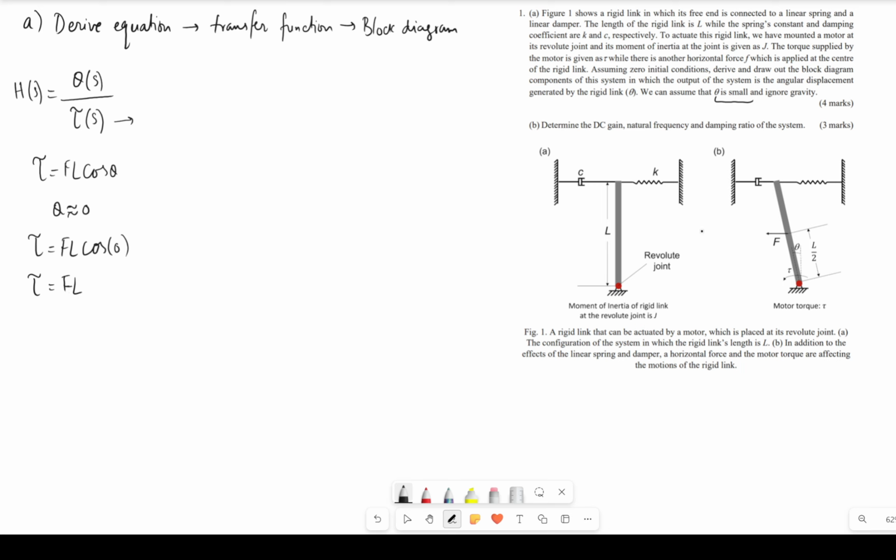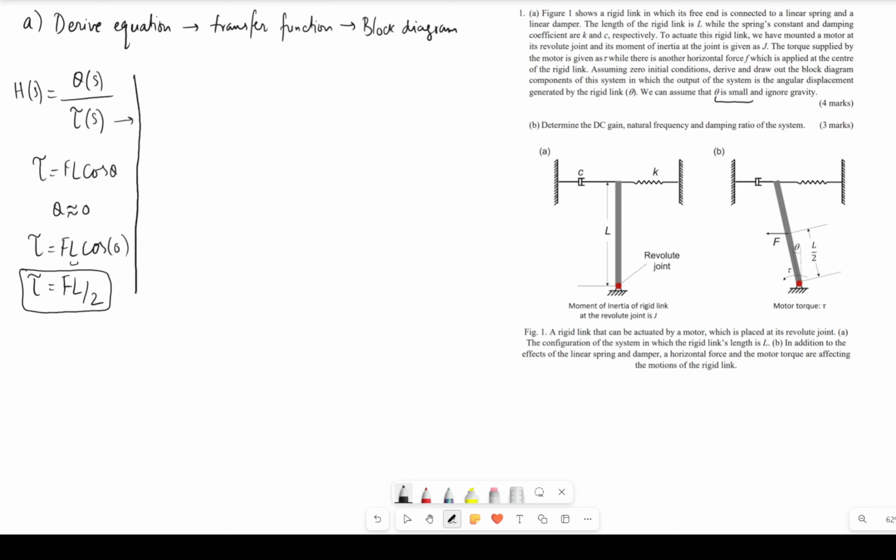Now when this force is applied, the length becomes L by 2. So the length at which this force is applied is basically L by 2. So we won't write L, instead we'll use L by 2, because when the force is applied, the moment arm in the force equation becomes L by 2, right? So we get this torque due to force.